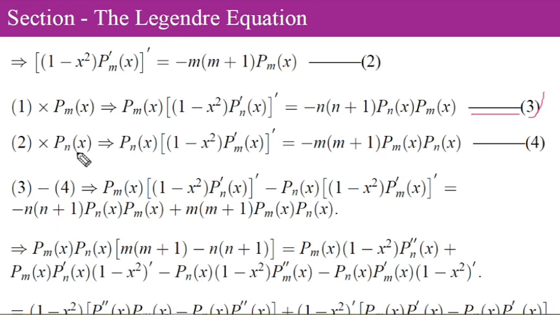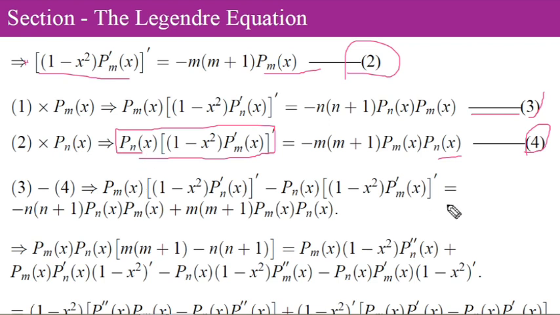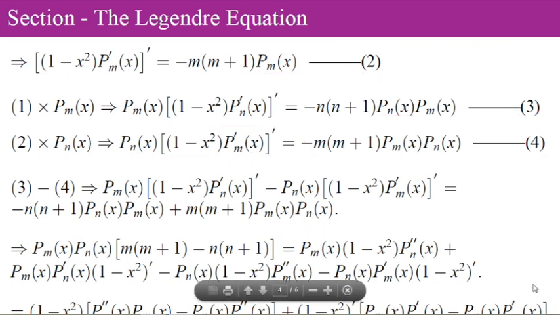Next, we multiply the second equation by Pn of x. What we get: Pn of x into 1 minus x square Pm dash of x whole dash is equal to minus m into m plus 1 Pm of x into Pn of x. Note it down as equation number 4. Now subtract the fourth equation from the third equation. What we get, 3 minus 4, gives Pm of x into this, minus Pn of x into this, that is equal to minus n into n plus 1 Pn Pm. We subtract, so minus into minus is plus, plus m into m plus 1 Pm into Pn.